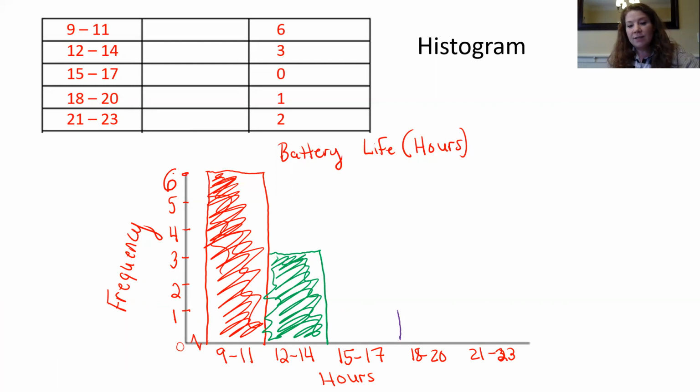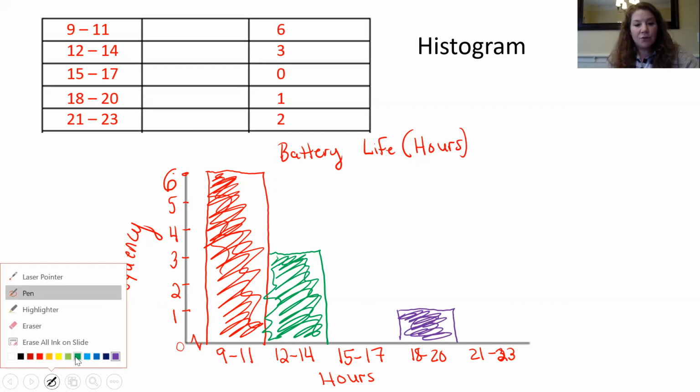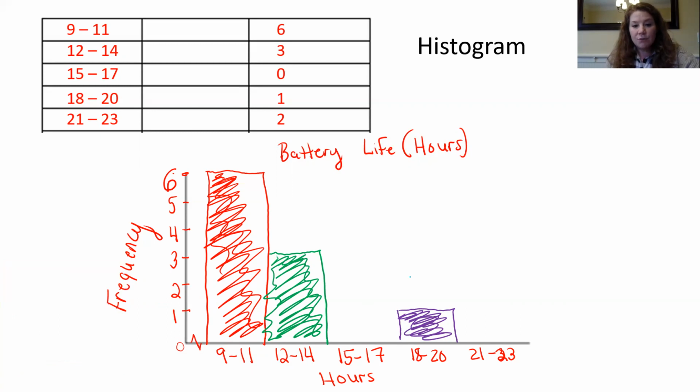Go straight across. If I had a ruler, it would be much better, but I don't have one, nor the time to do that. And finally, we have 2, what do we want to use? Blue. So 2 hours right here. 2 batteries lasted 21 to 23. So there's our little histogram. Looks good.